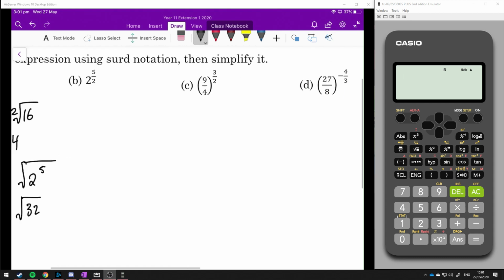Now we're getting fractions of fractions. The way that we can do it is we can expand them out, so do the product or quotient of powers. We'll start off with C.